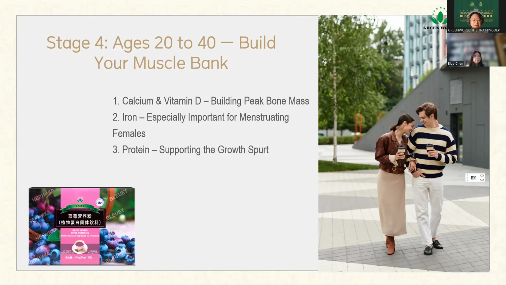First, black soybean powder is a complete protein, meaning it contains all the 9 essential amino acids your body cannot produce on its own. It's particularly rich in branched-chain amino acids like leucine, which is the primary trigger for muscle protein synthesis.